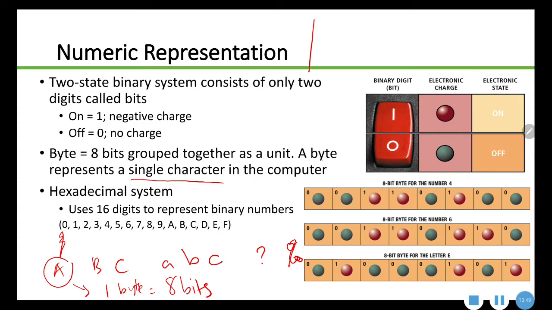For example, the 8-bit byte for the number 4. So number 4 is actually represented by 0000110100. That's how a computer interprets it. It can also use the hexadecimal system, where it uses 16 digits to represent binary numbers. If it uses 16 digits, that means the digits go from 0 to F. So this is the hexadecimal system using 16 digits.